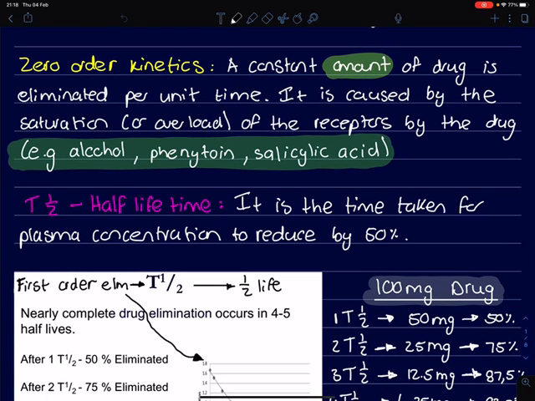Okay, so also you have to know what T and a half is, which is the half-life time of a drug. Basically, the half-life time of the drug is the time that it takes for the drug to be reduced by 50% within the body. So if you administered 100 milligrams, it should be eliminated to 50 milligrams. Then that is one half-life time.